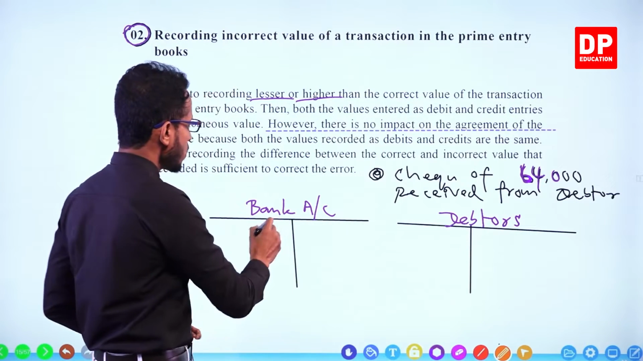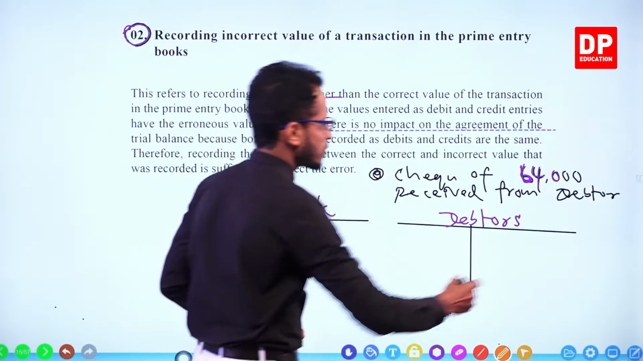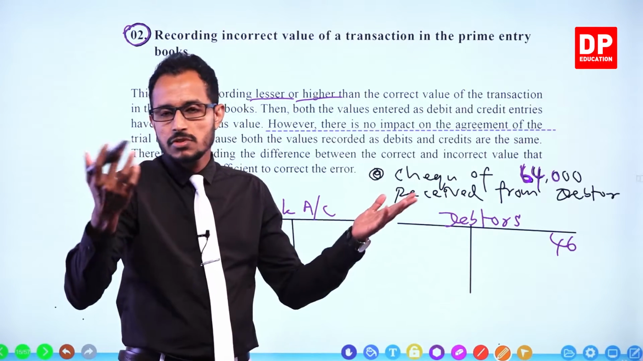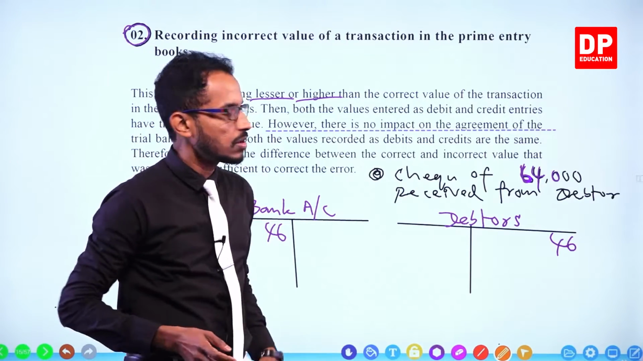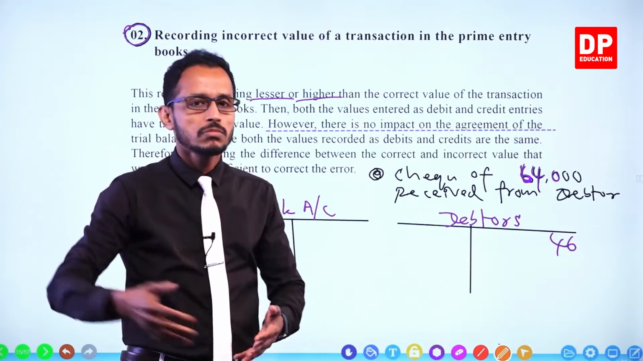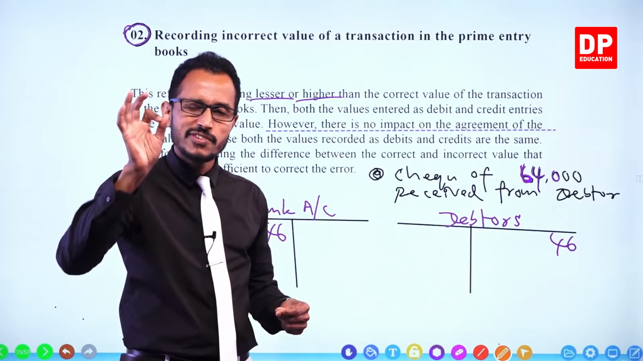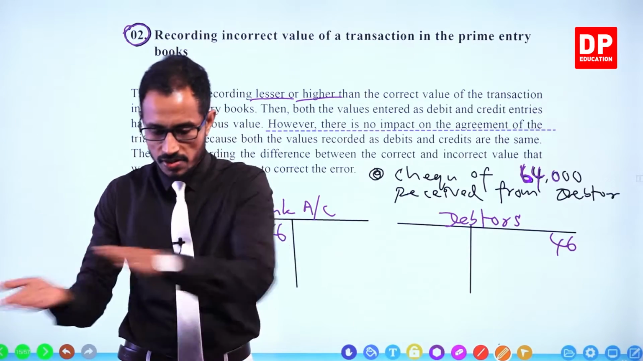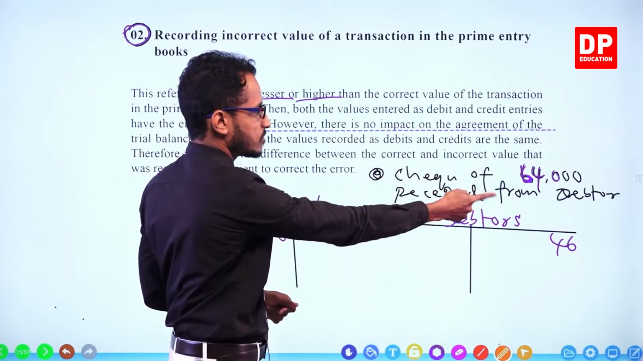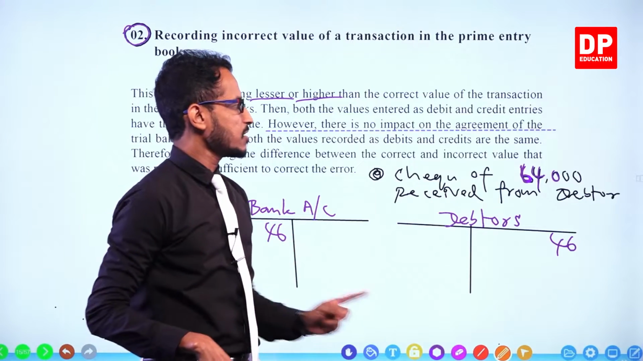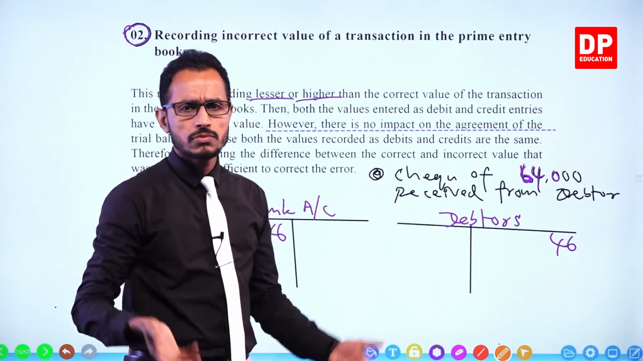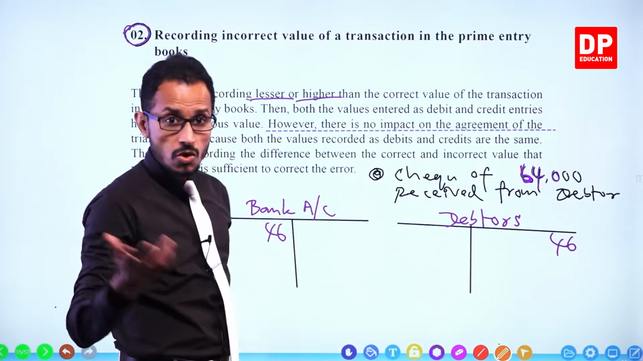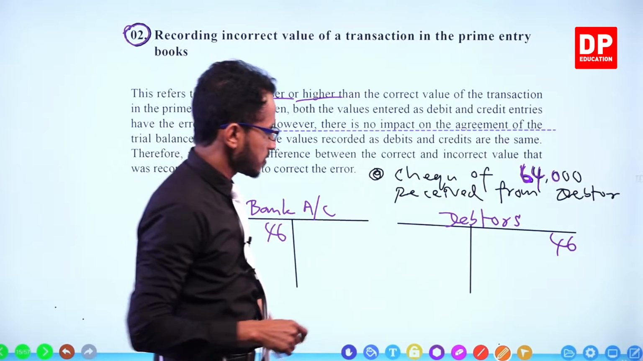But instead of 64, he puts 46. Debtor's account also he puts 46. Out of stress. He's rushing to go home. At the very last moment, he gets to record this. He's arranging the books, and he records 46 instead of 64. Wrong value, isn't it? Yes, this is the wrong value.